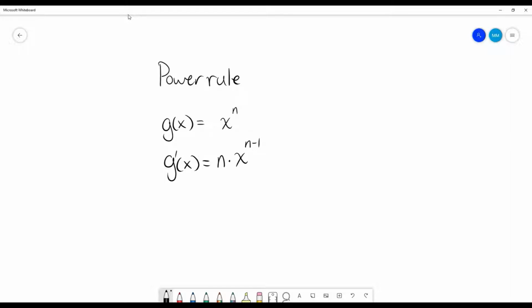So the derivative of this is that power in front times x to that power minus 1. So another example of this, let's say g of x equals x to the third, right? So in this case, g prime, we bring that in front. That's our new coefficient. So 3 times x to the 3 minus 1, or just x squared.